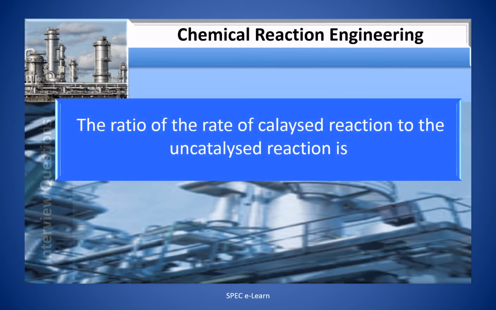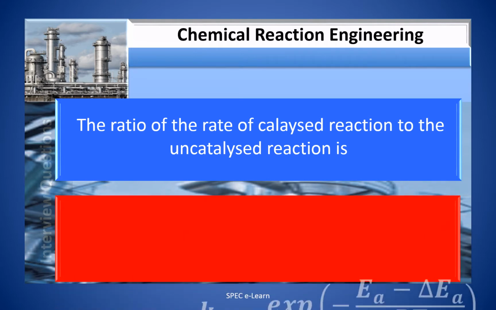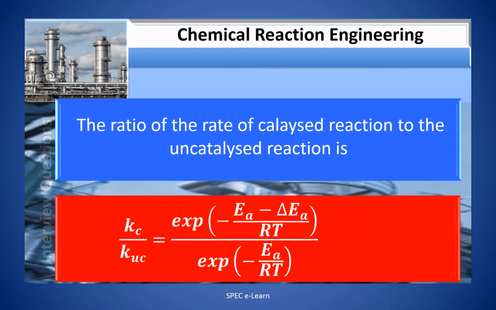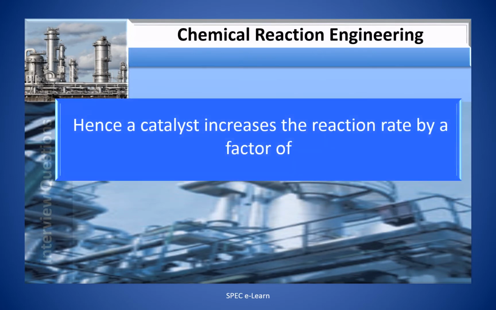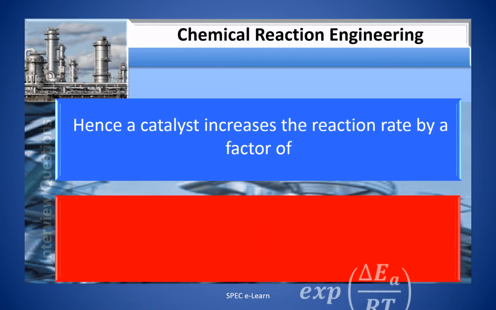The ratio of the rate of catalyzed reaction to the uncatalyzed reaction, Kc divided by Kuc, becomes exp(-(EA - delta EA)/RT) divided by exp(-EA/RT), which is equal to exp(delta EA/RT). Thus, a catalyst increases the reaction rate by a factor of exp(delta EA/RT).